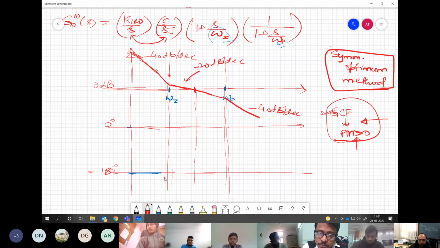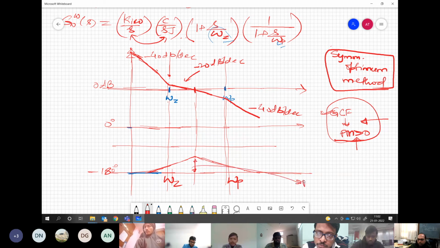Okay. Now, what will happen to the phase? Because we have 0 coming before the pole, this will start improving. And somewhere here, if I draw linearly, it will go to some maximum value and then it will start reducing and go back to minus 180. So at this point, we will have some positive phase margin. You understand the point? Yes, sir.